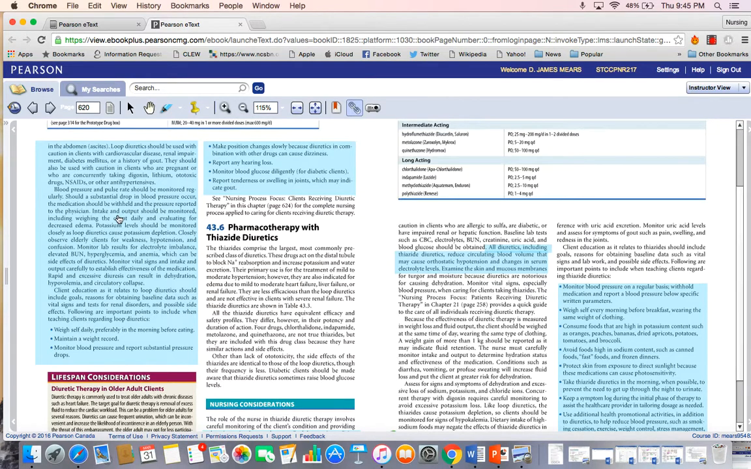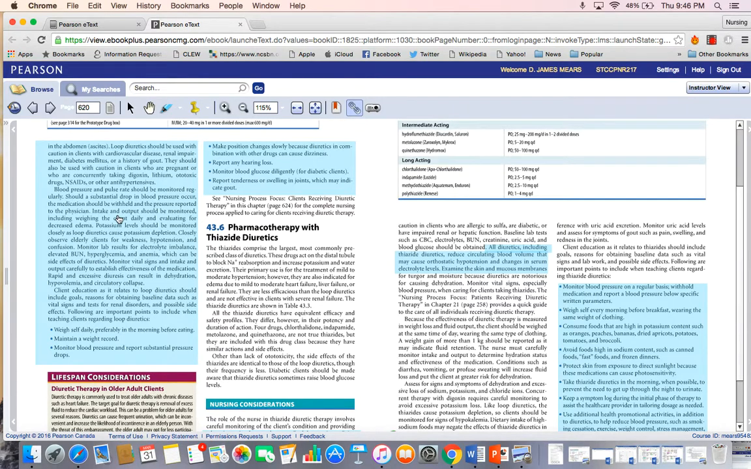And periodically, clients need to know that they need to check their labs, especially potassium level. They need to know that, because if they get put on this diuretic, they may not think to follow up with their doctor, and then they could get into a problem of hypokalemia. So you have to teach them that this does eliminate the potassium from their body, so they would want to encourage potassium intake in their diet to compensate for that.